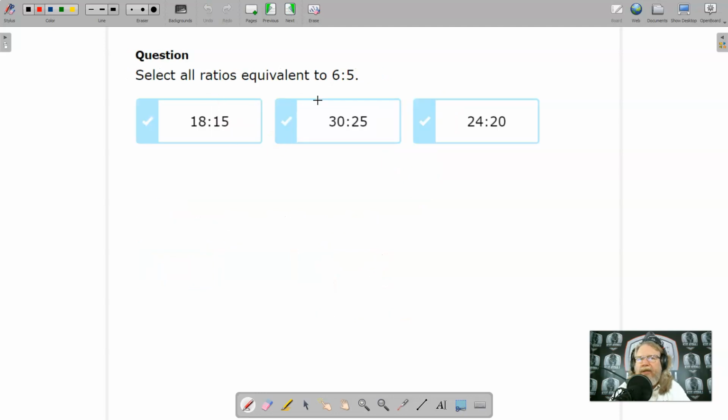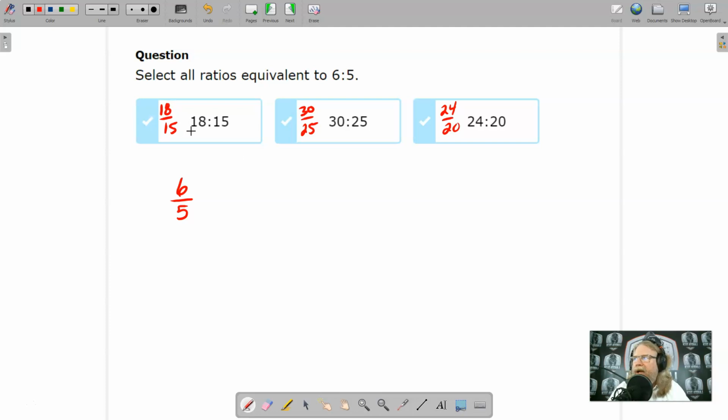Select all the ratios equivalent to 6/5. Now this is one of those times where simplifying the ratios down to their simplest form can actually help you compare them pretty well. 6 over 5. So let's consider 6 over 5. 6 is to 5. Now 18 is to 15. 30 is to 25. And 24 is to 20. So let's go ahead and see, can we simplify these?